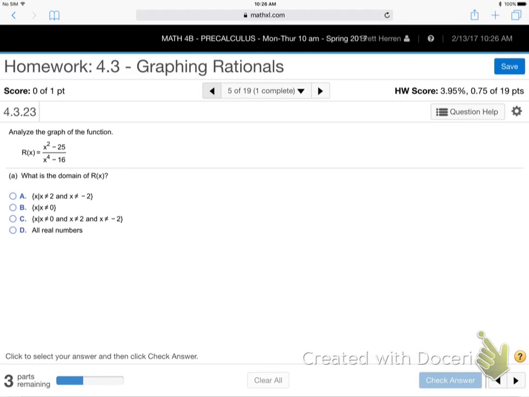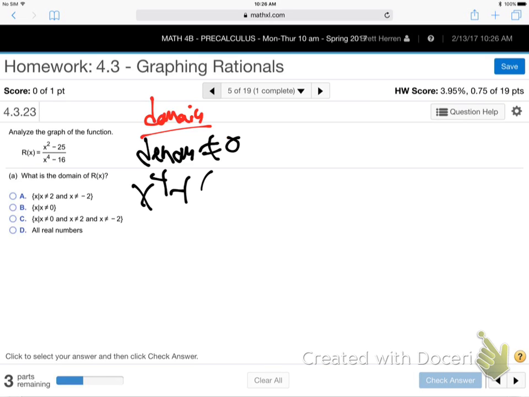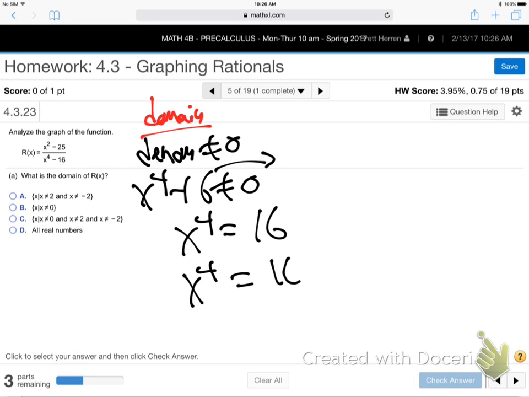So the domain might be a little tricky here. The domain on this one is going to be denominator, as you know, not equal to 0. So x to the fourth minus 16 not equal to 0. How do you solve that? I would just move that 16. You can factor it if you want, do a bunch of factoring. But you could just move that 16 over, and it becomes positive 16. And then just fourth root it on both sides.